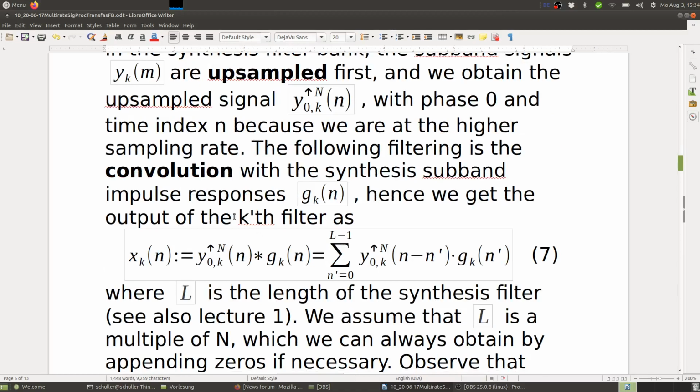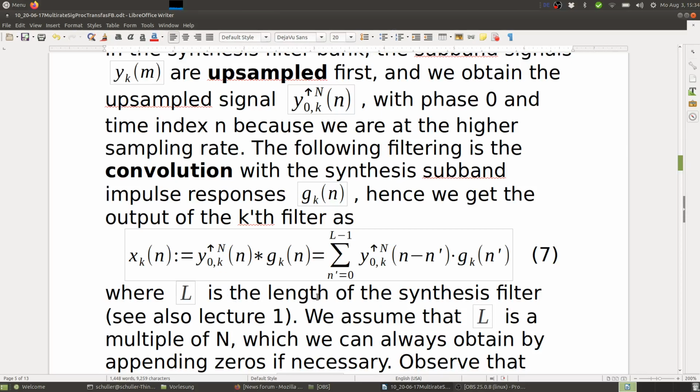The following filtering is a convolution with the synthesis subband impulse responses g_k of n, and hence we get the output of the kth filter as this convolution. So first we upsample each subband by a factor of N, and then we convolve with the corresponding impulse response g_k of n. And here you can see it expressed as a convolution sum, just the usual convolution sum.